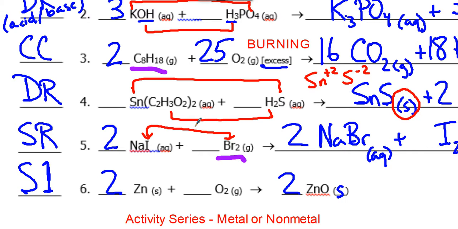Bromine and iodine are both nonmetals, and bromine is higher on the list. So as you can see, I'm comparing these two elements. Since bromine's higher on the list, it's going to steal iodine's place with sodium. So we have sodium together with bromine afterwards. Just like before, when we put them together, we're going to use charges, balance, and then states of matter.